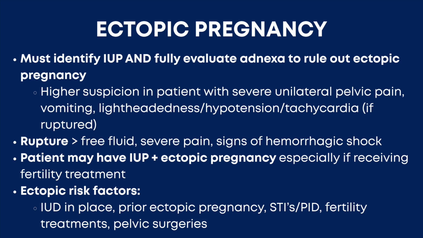And it's also possible for a patient to have an intrauterine pregnancy and an ectopic if they're receiving fertility treatment, so have higher suspicion for these patients. In general, ectopic pregnancy risk factors include pregnancy with an IUD in place, prior ectopic pregnancies, history of STIs or pelvic inflammatory disease, fertility treatments, or prior pelvic surgeries.